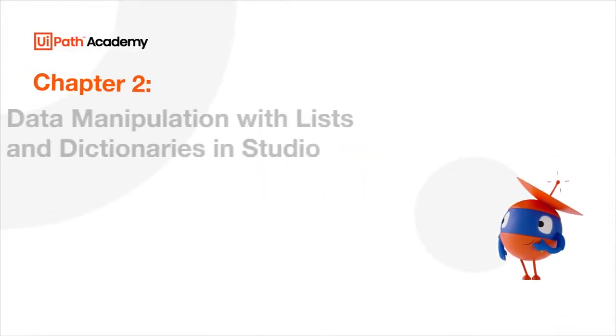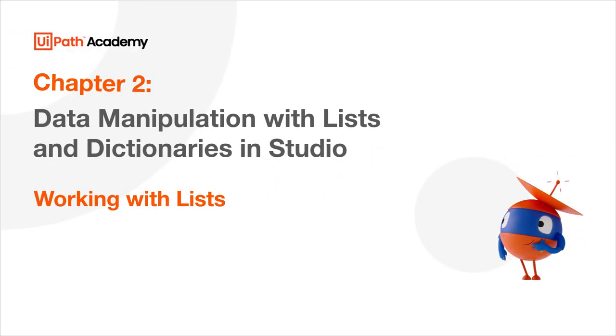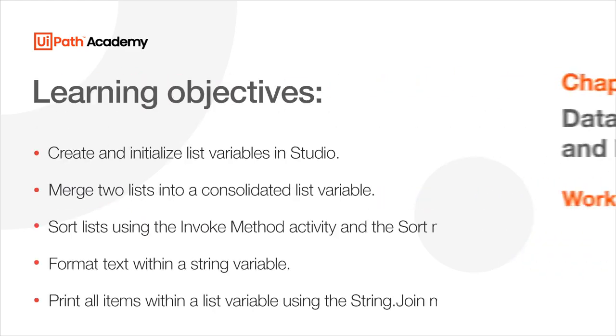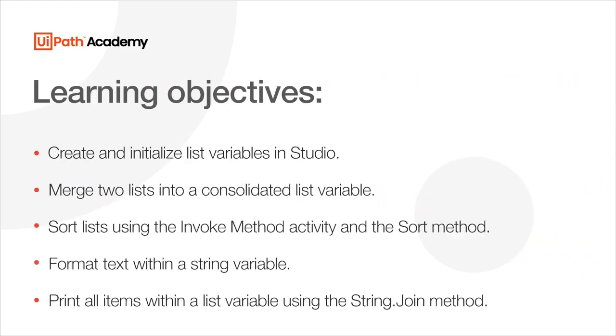Hello, and welcome to this demo where we'll learn to use lists in UiPath Studio. Upon completing this demo, you should be able to create lists in Studio, initialize lists, add items to lists, merge two lists to create a consolidated list variable, convert text to title case within a string variable, and print all items in the consolidated list variable using the String.Join method.